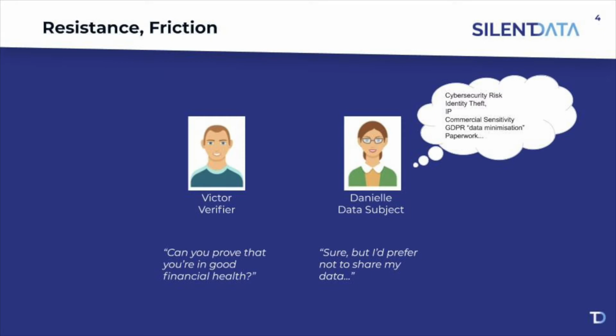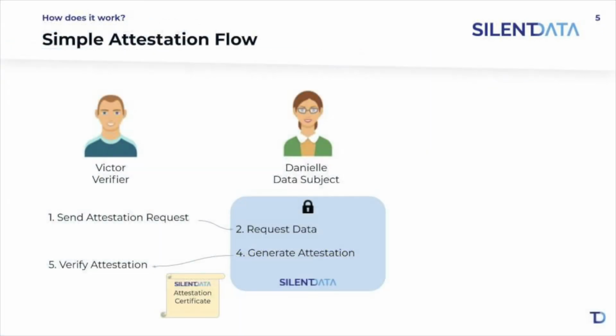The Silent Data platform enables Danielle to satisfy Victor's request without having to provide any of her private and commercially sensitive data. The way that works is that with Silent Data, her data will be extracted into a secure enclave where an attestation is generated and can be shared with Victor. Victor can then take the attestation and verify that all of his requirements and Danielle's claims are correct, and he can do that without accessing any of Danielle's underlying private, personal or commercially sensitive data.